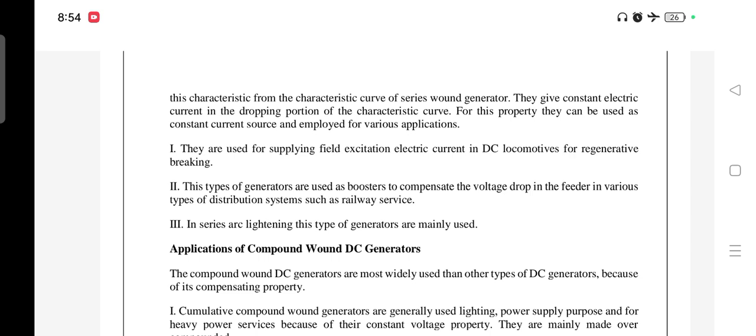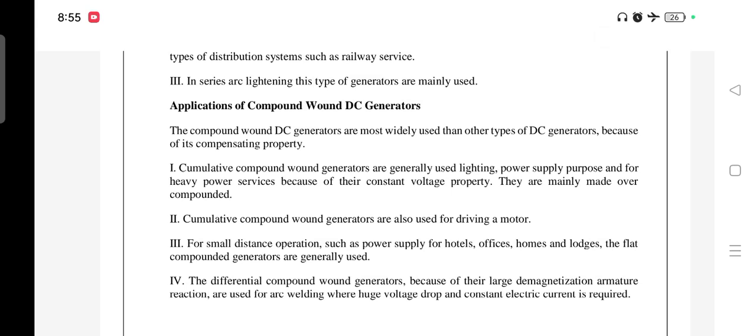Then the applications of compound wound DC generators. Compound wound DC generators are used more than other types of DC generators because of their compensating property. Cumulative compound wound generators are used for lighting, power supply purposes, and heavy power services. They are used for driving motors and small distance operations like hotels, offices, homes, lodges, etc.